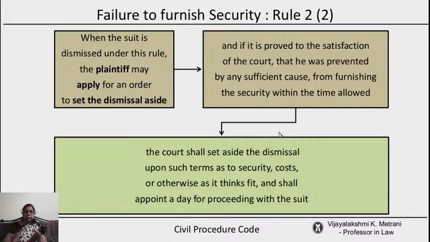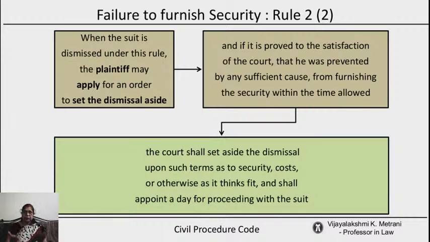So, for example, suppose a plaintiff is asked to furnish a security. He does not furnish security within that time. So, the court dismisses his suit. Later on, he files for setting the dismissal aside. After he files for setting the dismissal aside, the court looks into the matter, whether he has any sufficient cause, for what reason he was unable to furnish the security within that time. He has to satisfy the court that there was a reason, any reason could be there.